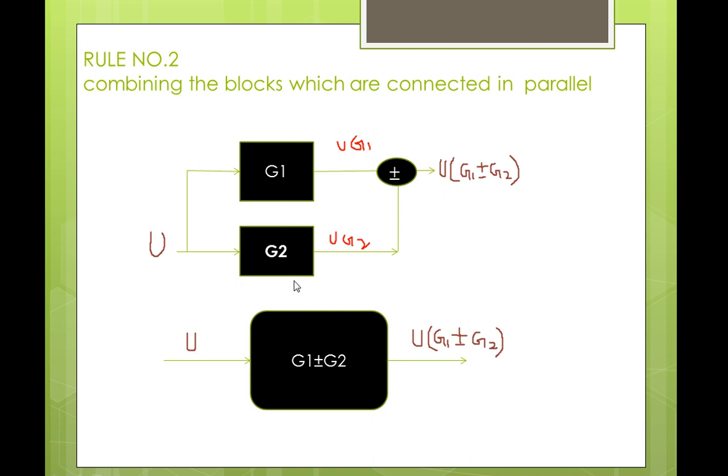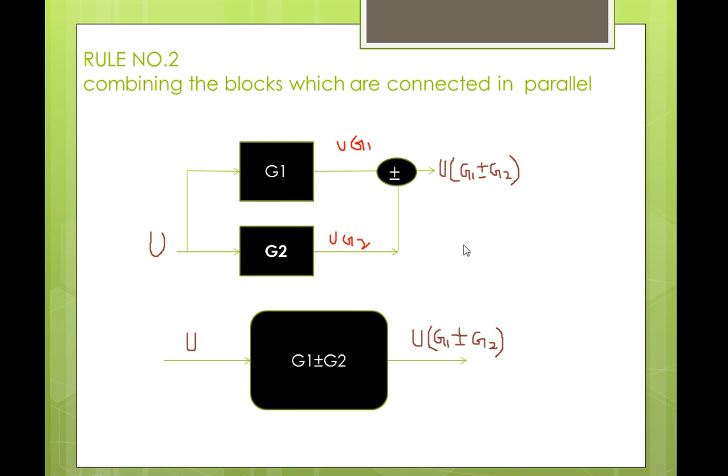Whenever two blocks are connected in parallel, they are represented with a single block, but the gain is equal to the addition or subtraction of the individual block gains, G1 plus or minus G2, and the same U is applied as input. So finally you get U into G1 plus or minus G2.